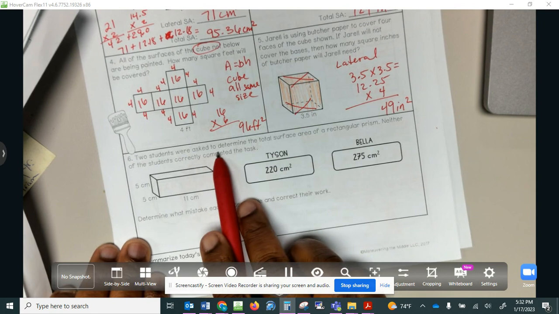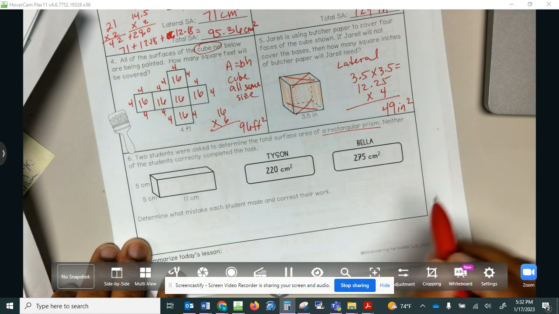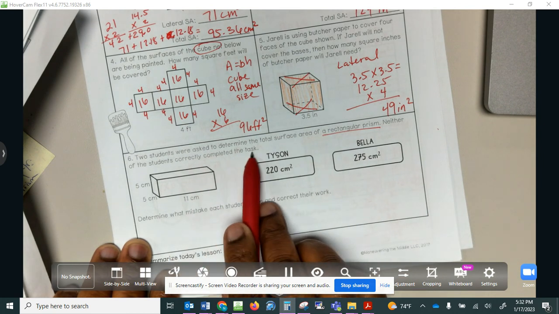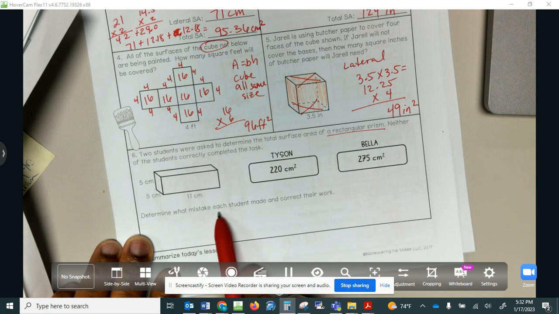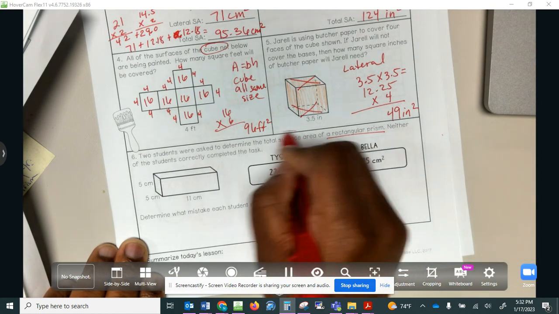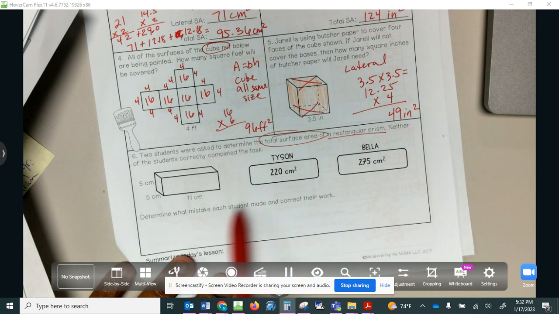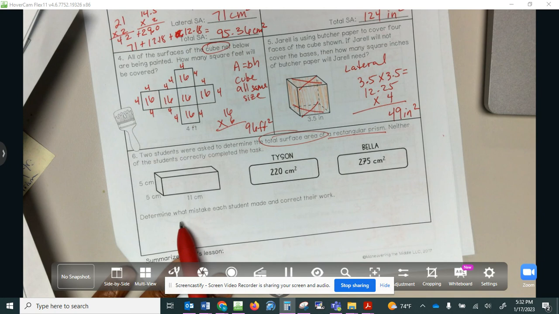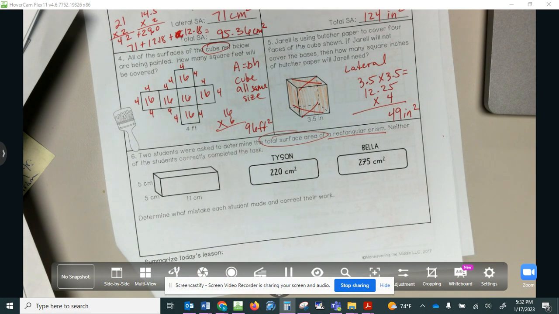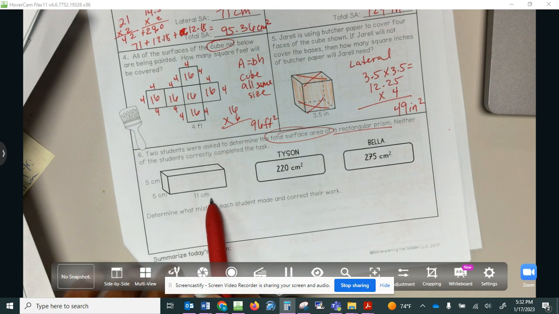All right, last one. 2 students were asked to determine the total surface area of a rectangular prism. Neither of the students correctly completed the task. Determine what mistakes each student made and correct their work. So they needed to find total surface area of this shape. And we need to find out where the error was. So the total surface area, we need to find out how much. So first, let's find out what is the total surface area of this shape.